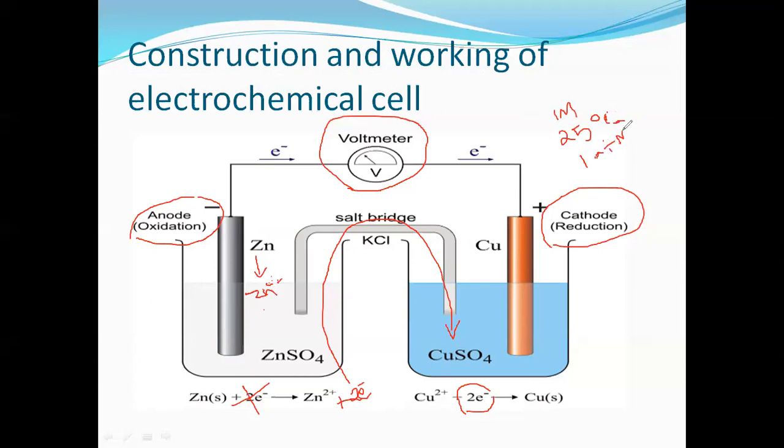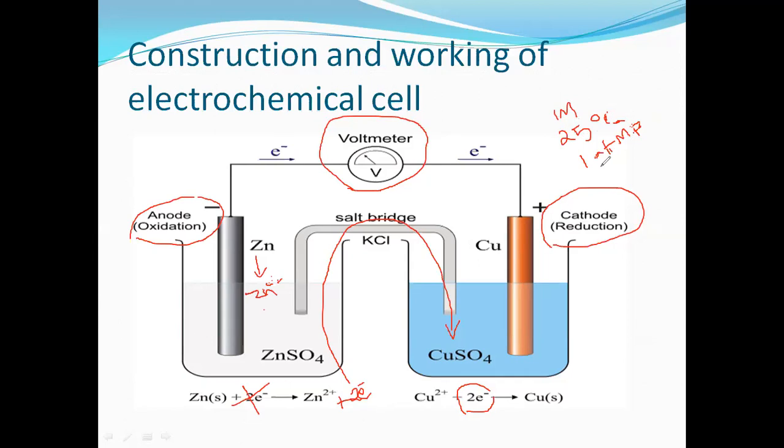I'm repeating. Now, when we are identifying the galvanic cell construction, the construction of the galvanic cell should be done at SEP conditions. SEP conditions are 1 molar concentration, 25 degrees centigrade temperature, and 1 atmospheric pressure.